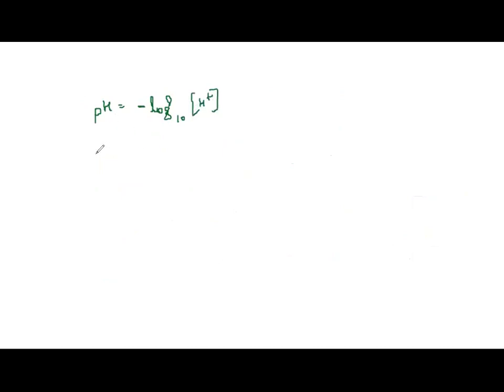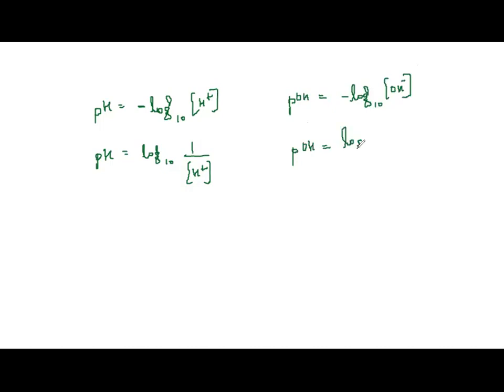I can write it like this, or you can write pH is equal to log of, removing the negative sign, 1 divided by the concentration of H plus ions. So pH indicates the hydrogen ion concentration. pOH represents hydroxyl ions. So pOH is equal to the negative logarithm to the base 10 of OH minus ion concentration, or pOH is equal to log to the base 10 of 1 divided by OH minus ion concentration.